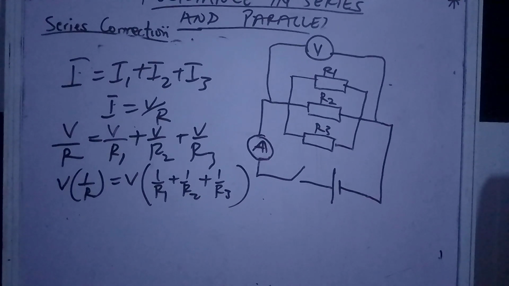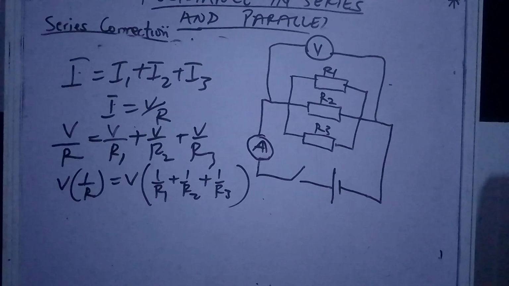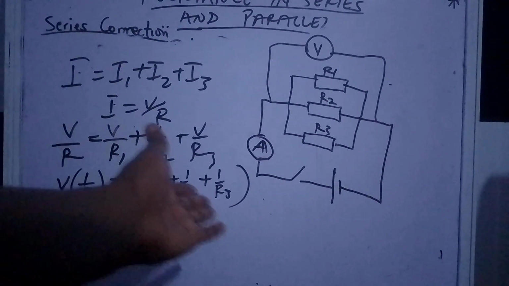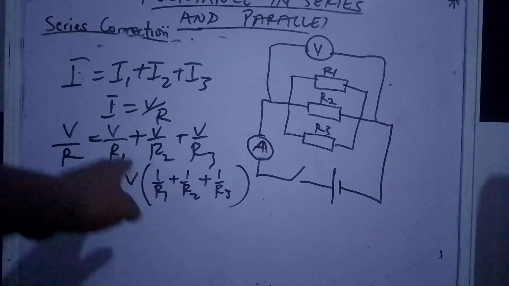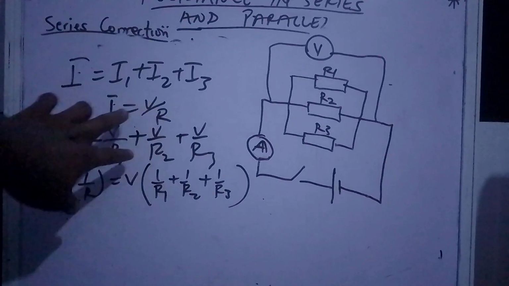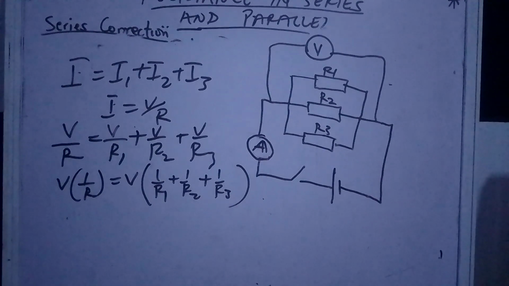So if you factorize with V, we are going to have V into bracket 1 over R1 plus 1 over R2 plus 1 over R3. I always tell my students you need to be versed in mathematics to be able to understand physics. Some students don't even know how to factorize, but factorize simply means make V common. It's a factor that is common for the 3.